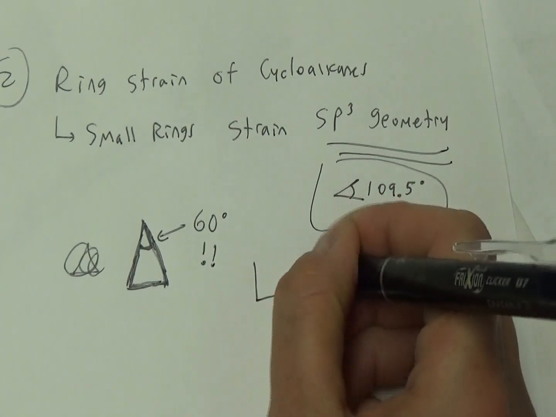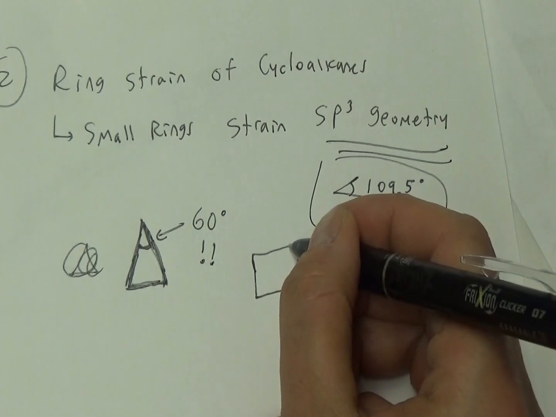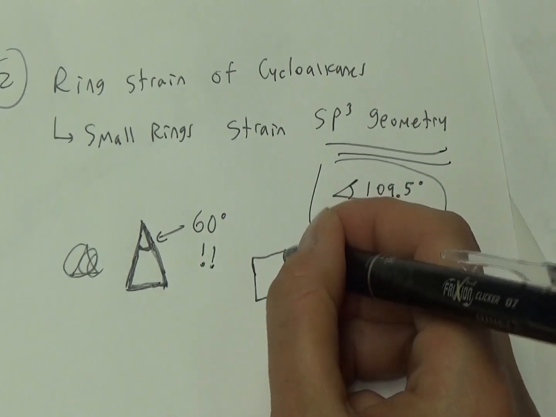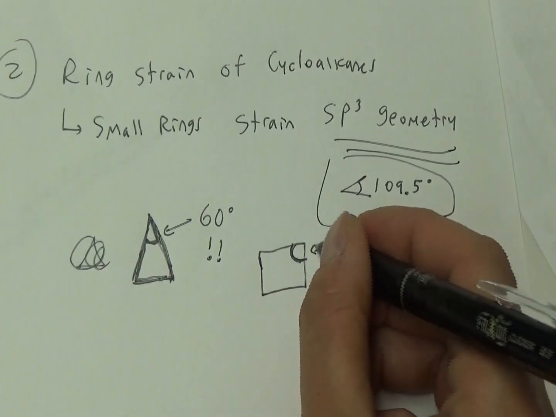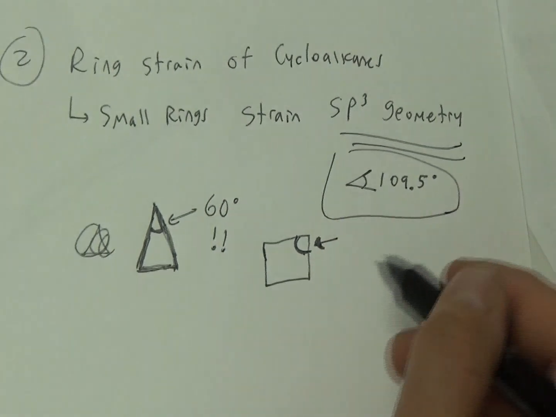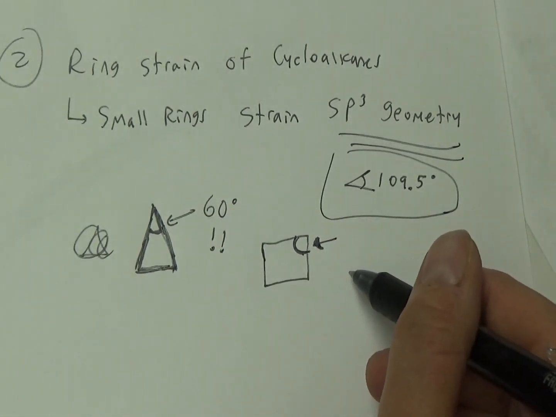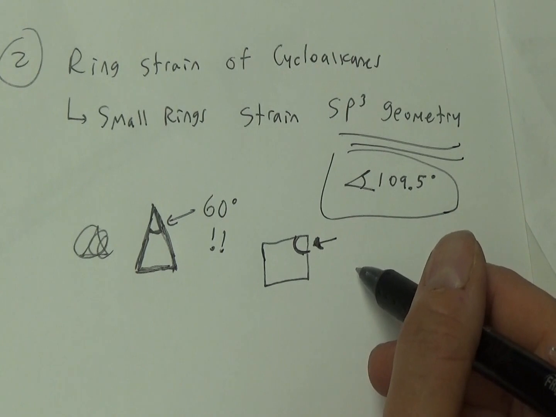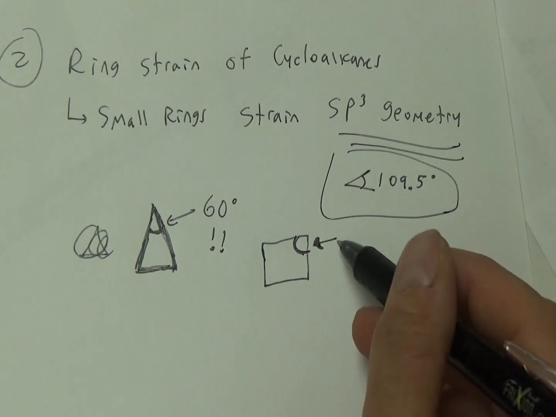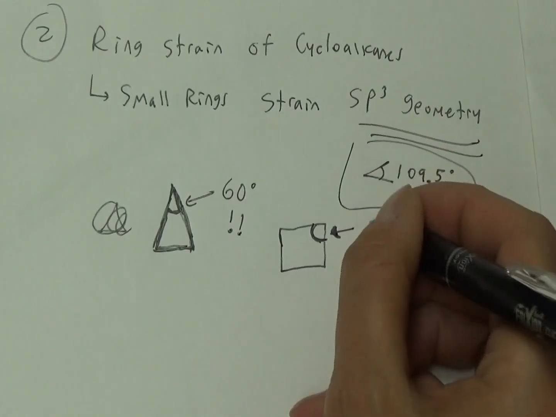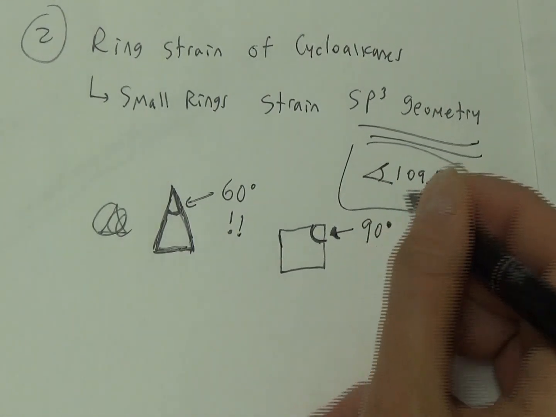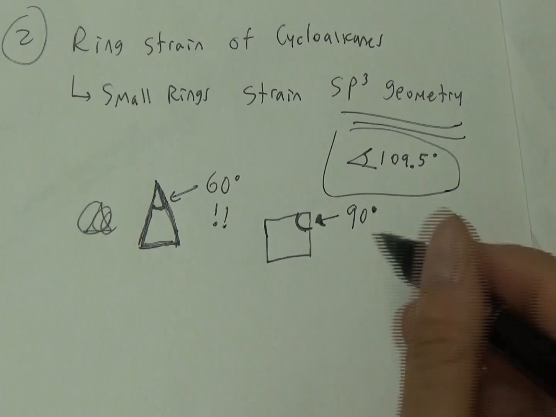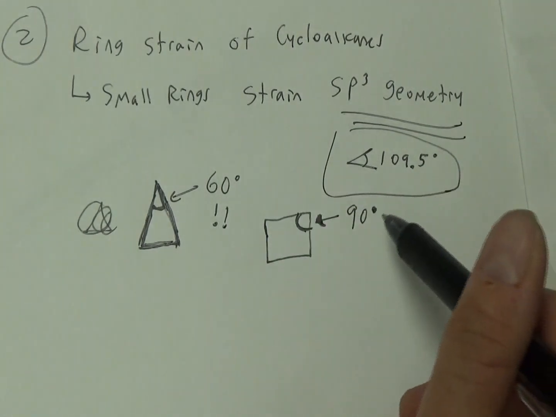If we look at cyclobutane, in this representation it will pucker and change its structure a little bit, but it looks like 90 degrees. It's going to change a little bit, but overall these are really unhappy. 60 and 90, very unhappy.